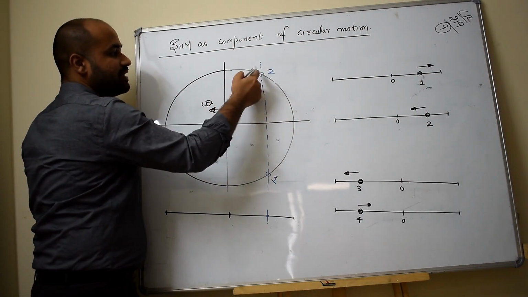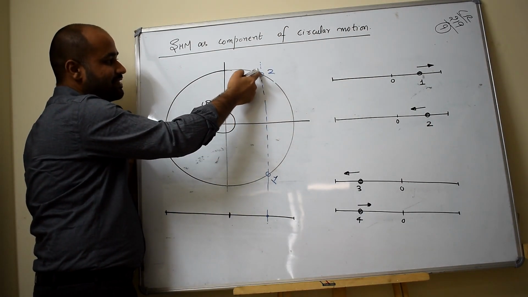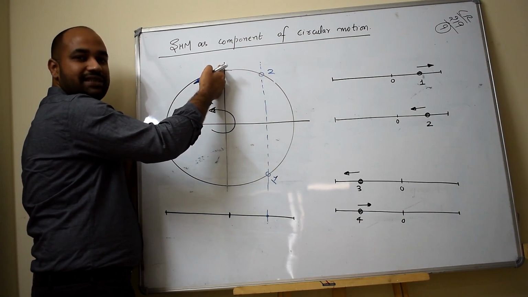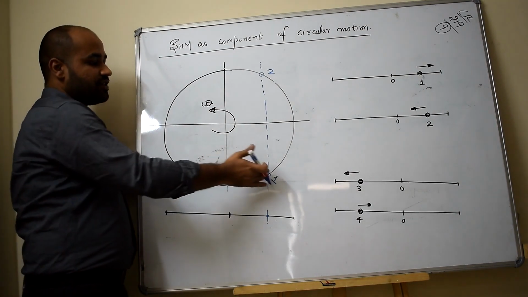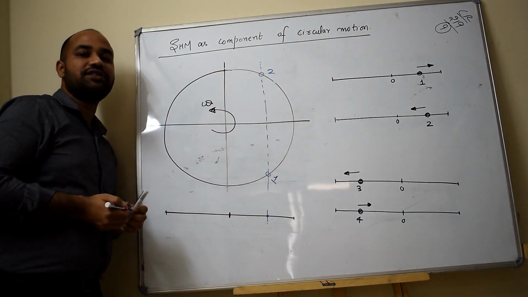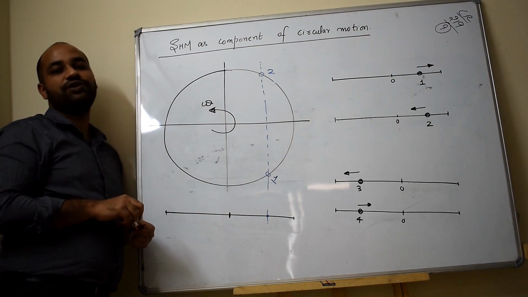Whereas if the particle is here on the circle, at the next instant the particle moves towards this direction, so that the projection moves to the left. So this must respectively be the locations of situation 1 and situation 2 on the circle.